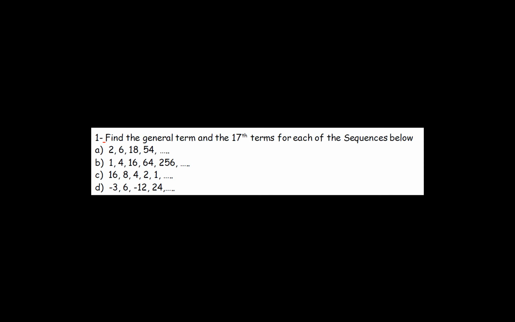We plug in 17 for n, and we get a_17 equals 16 times 1/2 raised to 17 minus 1, and that equals 1 over 4,096.